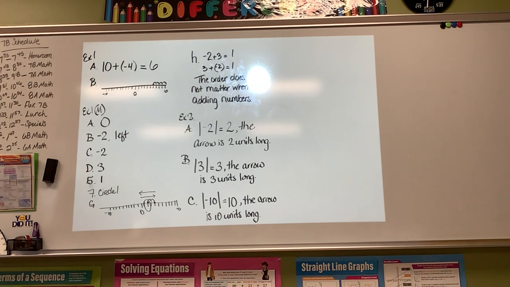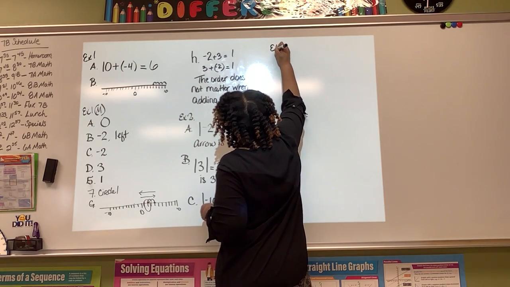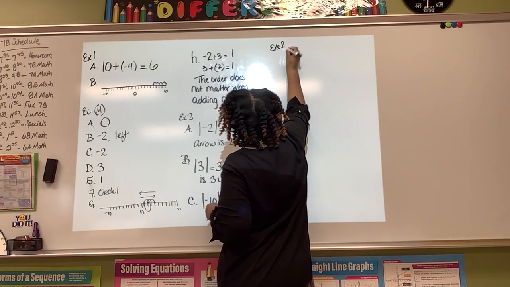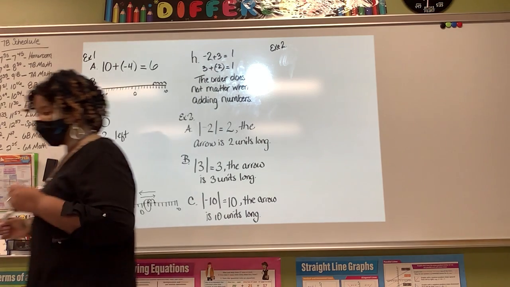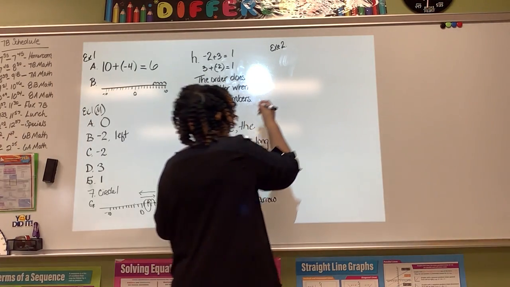Any questions? All right. Moving right along then, if we have no questions. Exercise 2. And we're looking at A. Now, they want you to do the number line, so I'm not going to do it on here, but you do it on yours.